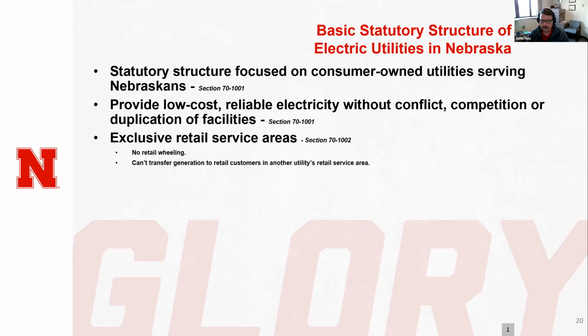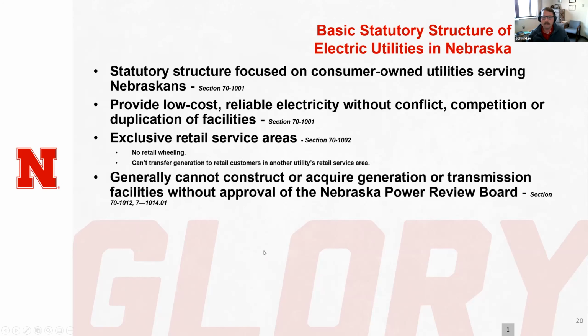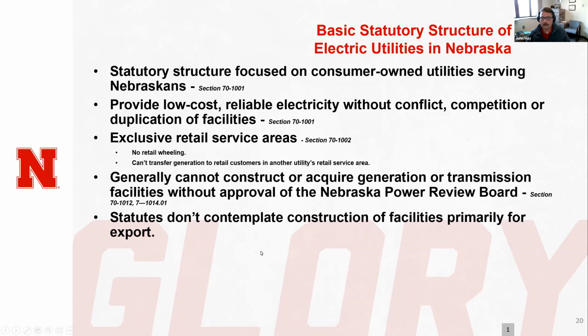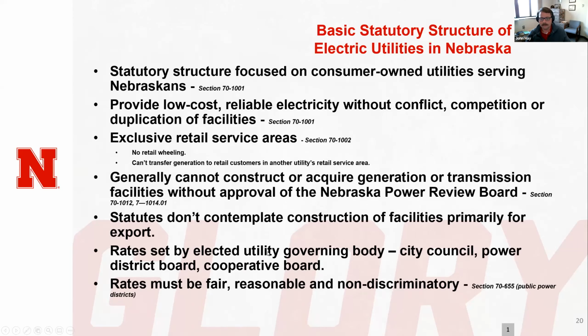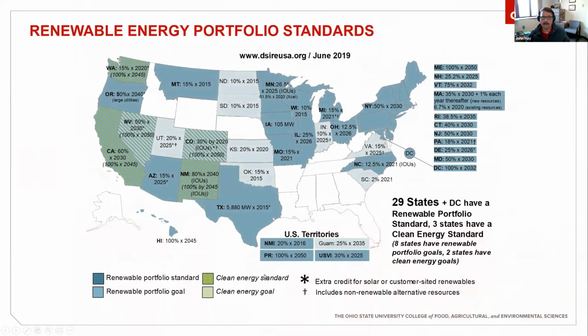Has to be all understood within the reality that we're a public power state and we have to work within this set of statutes. Generally, generation has to go to the Power Review Board. The statutes don't really contemplate export, and so some of those rules had to get dealt with, with newer laws to try to clarify that. And then the rates are governed by different governing bodies. So just a little primer on public power in Nebraska.